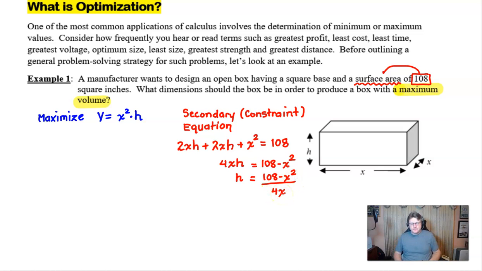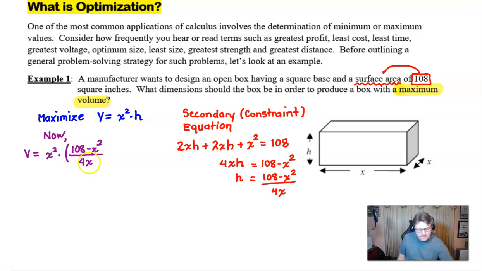for h. And you could manipulate this equation if you want to and maybe split it apart and simplify. We might decide to do that in a little bit, but for right now, I'm going to keep that equation as it is. And the reason is because I want to see what my new maximization equation looks like. I want to take that v and I want to figure out if I take x squared, multiply that by the quantity 108 minus x squared over 4x, what does this look like? Well, okay, it's a little ugly, but at least it has the one variable in it that we can so much more work with.